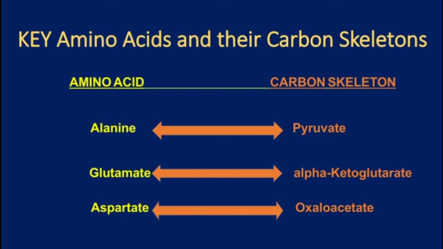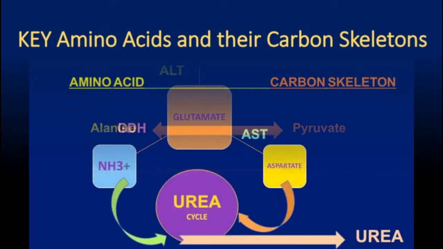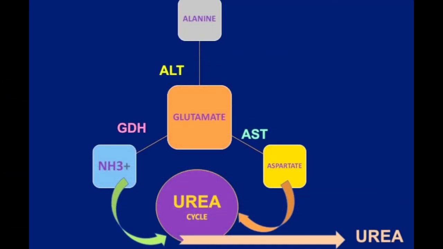The second important point is to note the role of glutamate. Glutamate serves as the sink for amines coming from several amino acids including alanine, and glutamate metabolism through glutamate dehydrogenase provides one of the two nitrogens that can enter the urea cycle, the ammonia molecule.